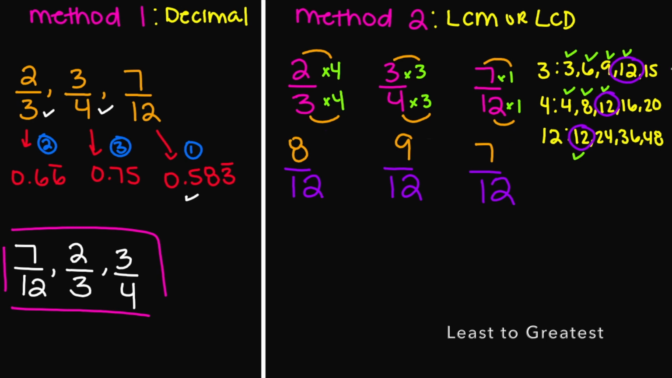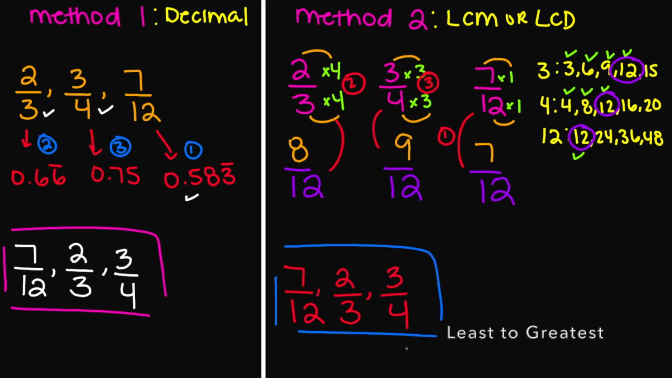So if I compare my 8, my 9, and my 7, first, we know that this here is first. So that's your 7 over 12. This is first. Next, we have our 2 over 3 is next, which is the fraction here, the original problem right there. And then next, we have our fraction right here, which is the 3 over 4, which is number 3. And this is your final answer as well.